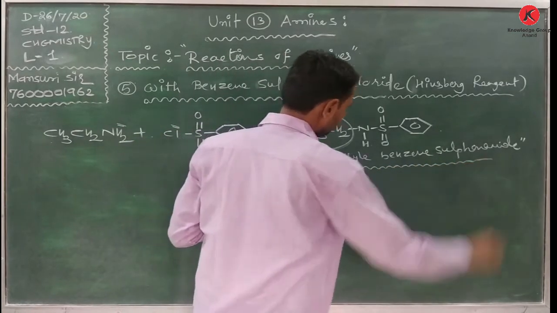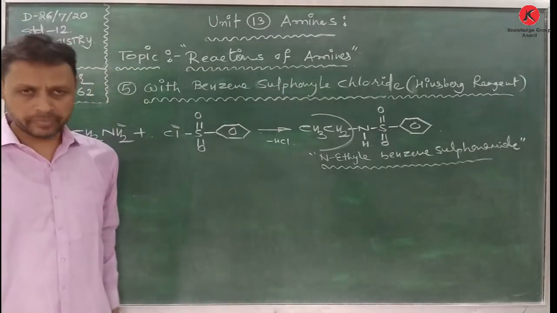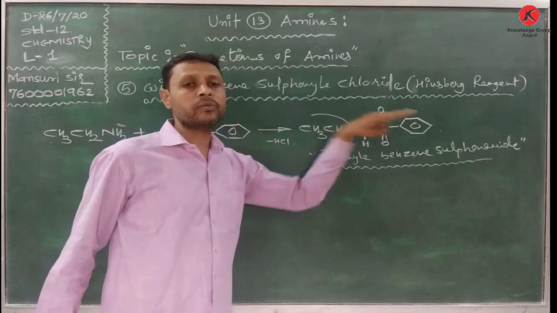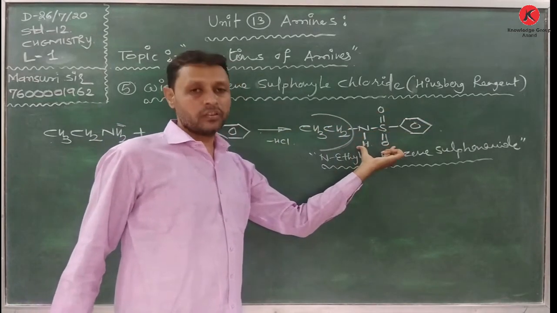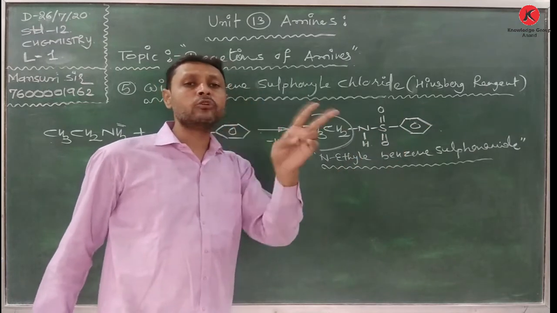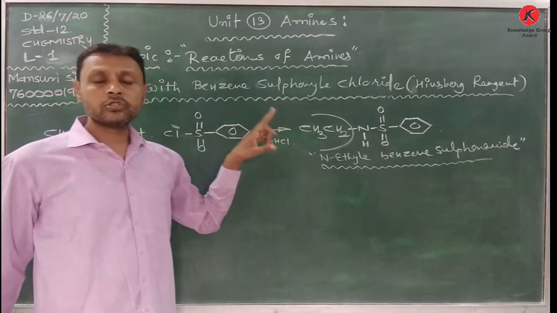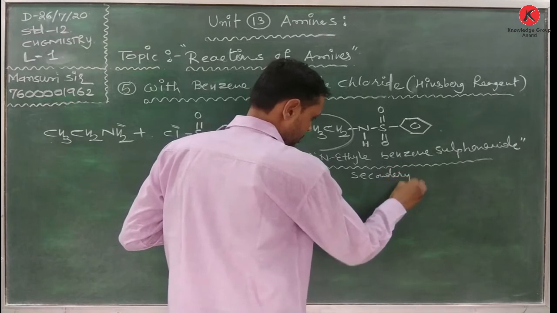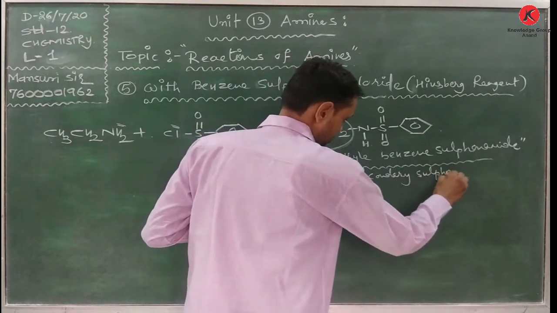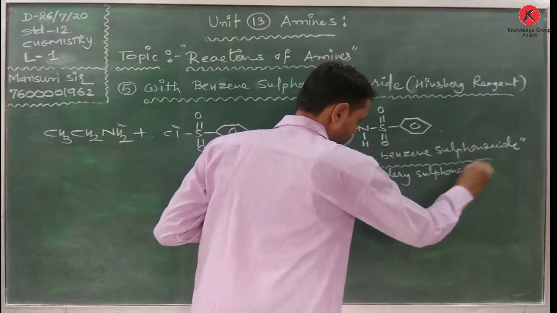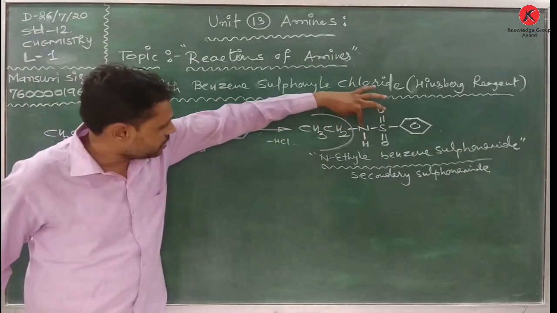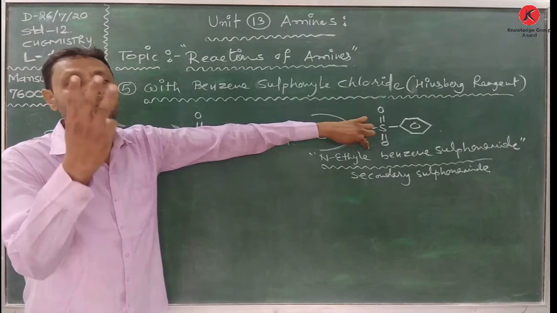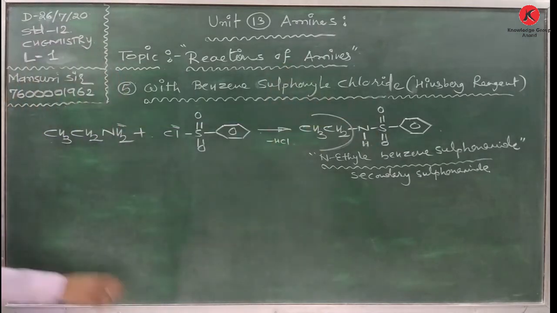Now we can say that this is a secondary sulfonamide. One alkyl group is there, and one aryl group is there, so the sulfonamide nitrogen has two alkyl or aryl groups. That is why we call it a secondary sulfonamide. If ethyl were there in place of hydrogen, then it would be called a tertiary sulfonamide. Okay, now we are moving further.